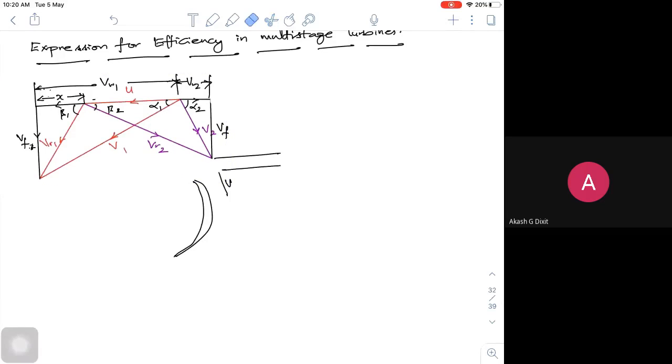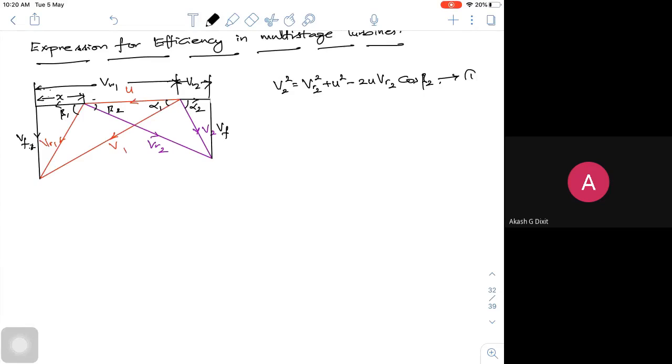I will take this velocity triangle and we'll try to derive the expressions. So we know the cosine rule, all those things are done. Now we have two expressions. What are those? V2 square is equal to, we have these two expressions, that is VR2 square plus U square minus 2 into U into VR2 into cos beta 2. This is what I call equation 1.